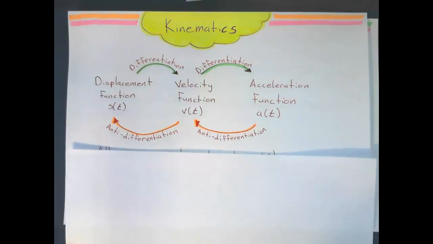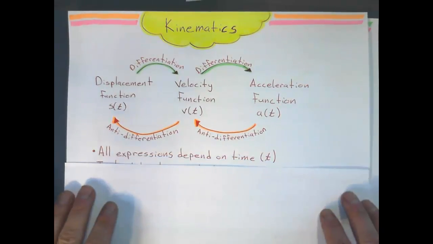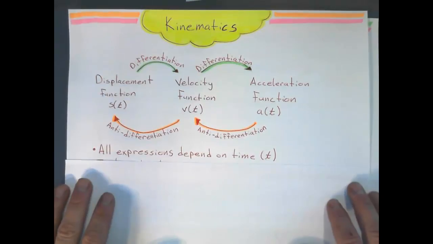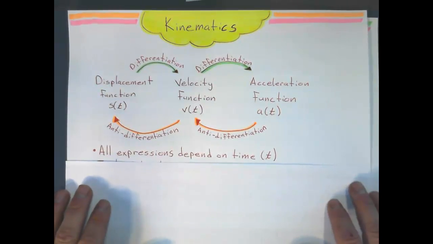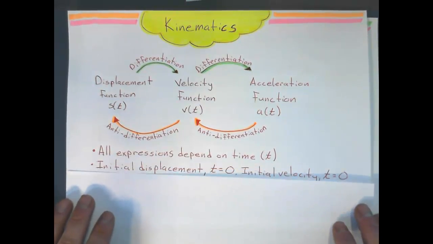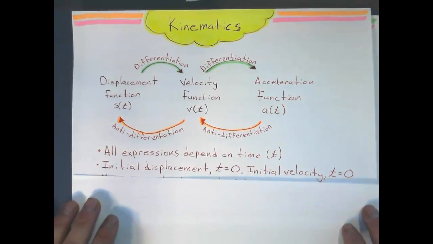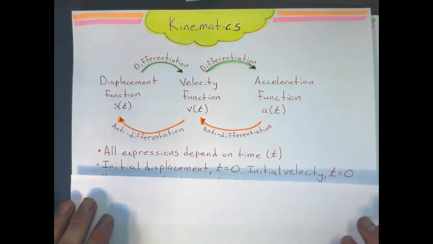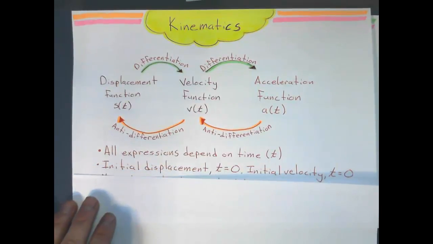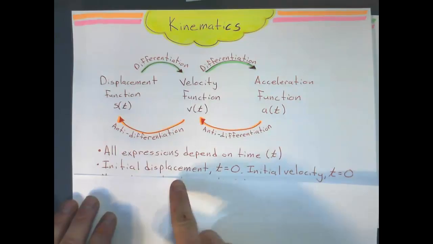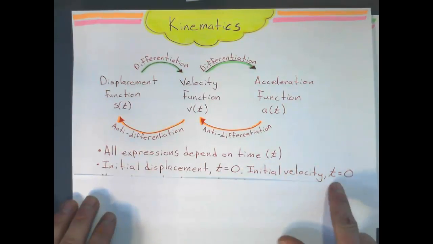And just some notes. First of all, I've already mentioned that all expressions are going to depend on time. Since we're dealing with calculus, a lot of these are going to have equations that are set to 0. And the word initial is going to mean when time is 0, before it started. So initial displacement is t equals 0, and initial velocity is t equals 0 as well.